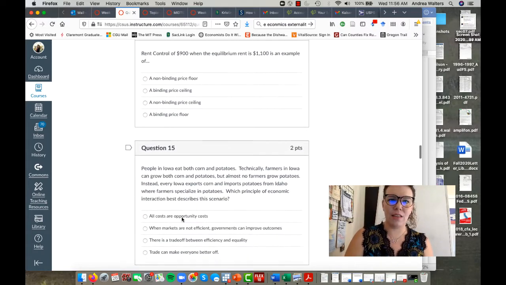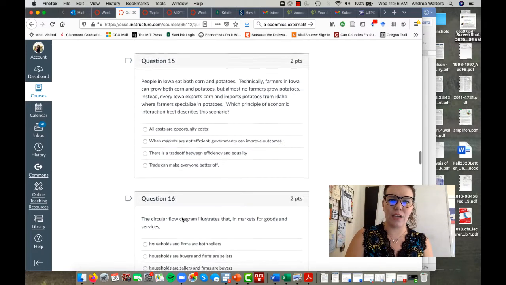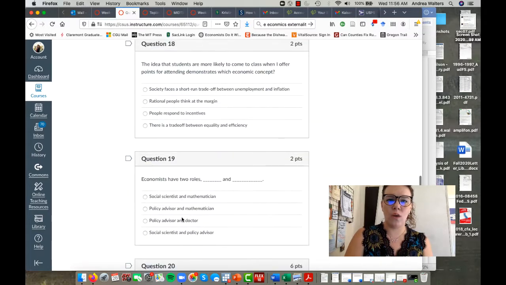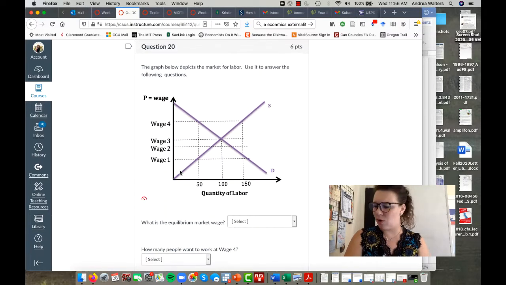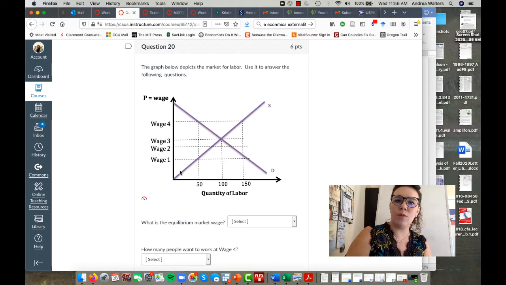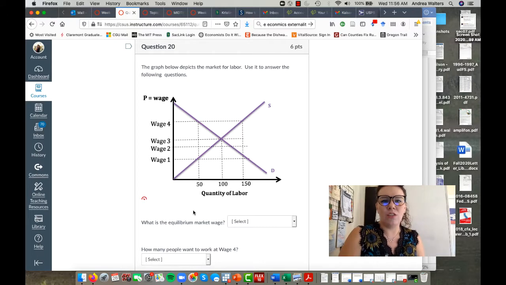And then I think the next one that people really had a lot of questions about was problems like this one. So this is the problem with the wage graph. This graph depicts the market for labor, and we want to use it to answer these questions. The first question is pretty straightforward. What is the current equilibrium wage? Well, that's going to be the wage where labor supply is equal to labor demanded, and that is wage 3.